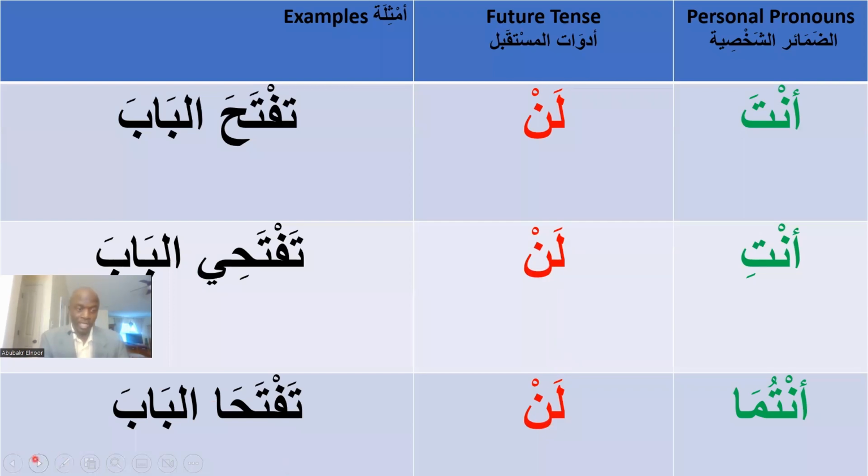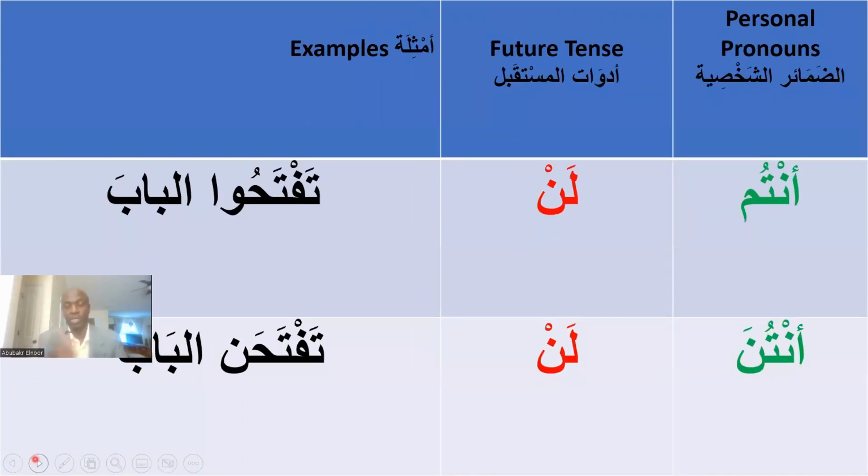Okay, moving to the third person. I'm sorry, we have not yet finished the second person. Antum, you all, masculine. Lan, will not open the door. Also, the present tense conjugation for fataha for the plural masculine is taftahun. So the noon is dropped and an alif was added here. أنتم لن تفتحوا الباب. You all will not open the door.